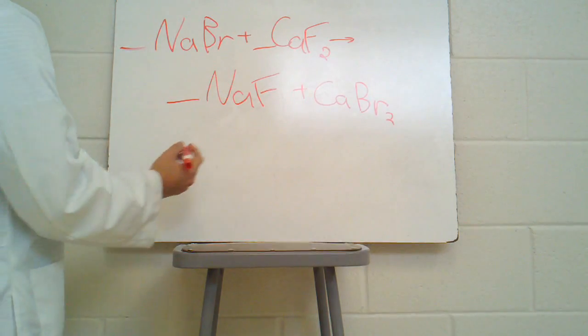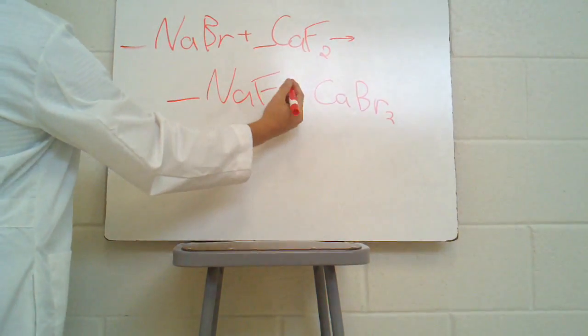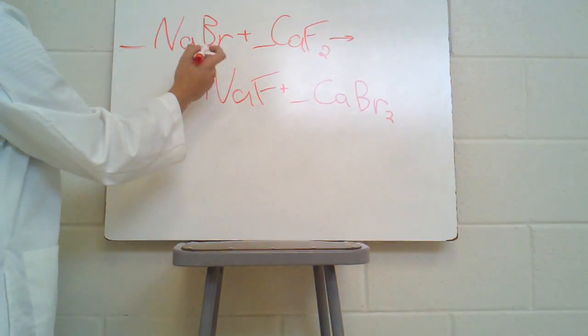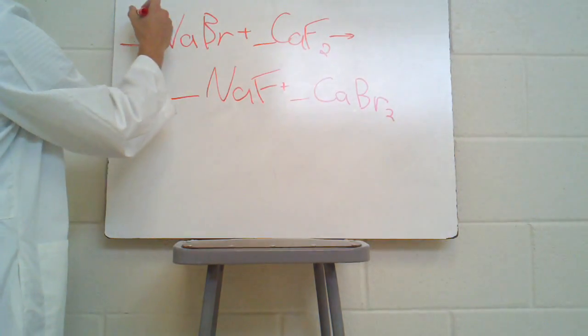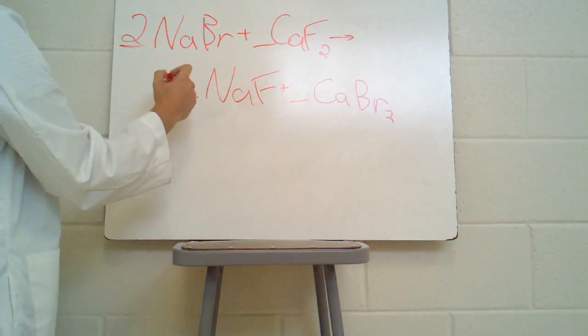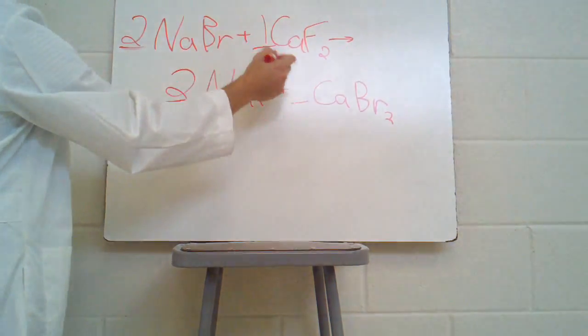Now, of course, we have to balance this just like any other equation. And we see that there are 1 here, 2 there. So we will multiply this by 2. 2 fluorides, 1 fluoride, multiply this by 2. 1 of each, and your equation is balanced.